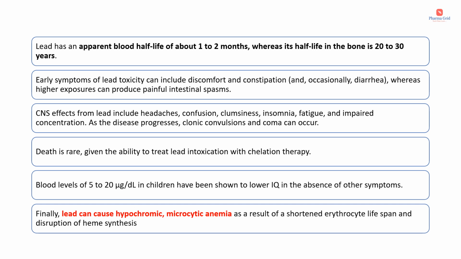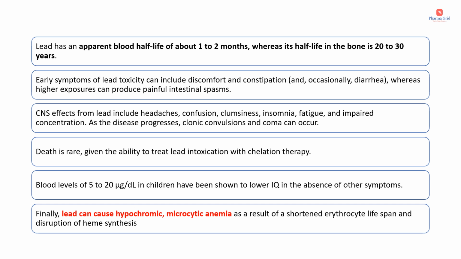Early symptoms of lead toxicity can include discomfort and constipation and occasionally diarrhea, whereas higher exposures can produce painful intestinal spasms. CNS effects from lead include headaches, confusion, clumsiness, insomnia, fatigue, and impaired concentration. As the disease progresses, clonic convulsions and coma can occur. Death is rare given the ability to treat lead intoxication with chelation therapy.